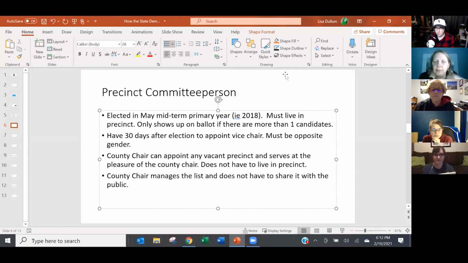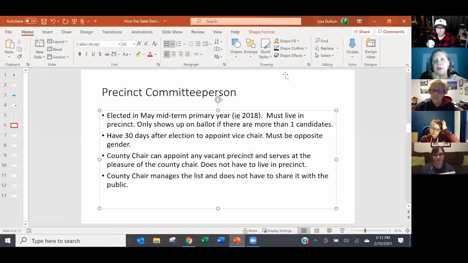Once you're elected committee person, you have 30 days after your election to appoint a vice chair, and they must be the opposite gender. If you don't appoint a vice chair, the party chair can do that. Any vacancies that happen in the precincts, if someone moves or decides they don't want to do it anymore, that precinct chair can then be appointed by the county party chair. And that person serves at the pleasure of the county chair.